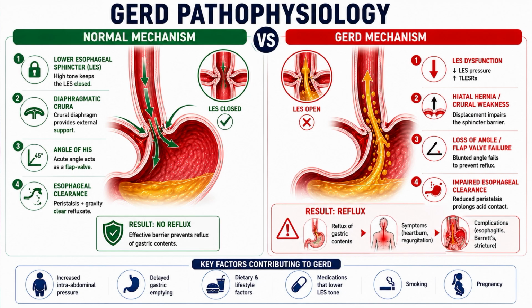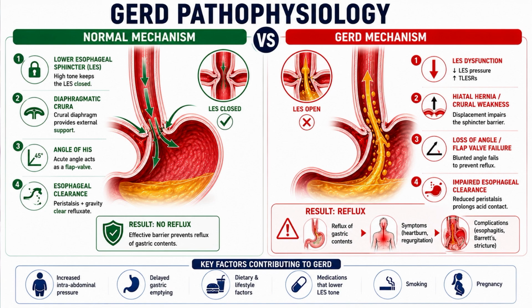Now let's understand the most important part, that is the pathophysiology. This is the most important conceptual slide. Let's compare the normal mechanism versus the GERD mechanism. Normally, the anti-reflux barrier depends on four major components. First, the lower esophageal sphincter, or LES. A high pressure LES remains closed and prevents the reflux.